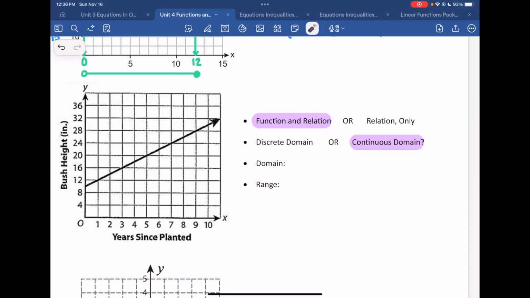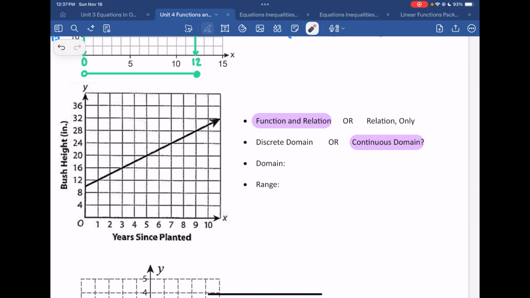The bush is growing over time. The bush grows continuously. It's not only growing one day every year and then stopping. It's continuously growing. So your domain is going to have to be connected. It's not just going to be separate numbers. So once again with this, it would be non-negative reals or non-negative rationals. Okay, so we're going to write either an interval or an inequality. We'll do both, but you have that option.